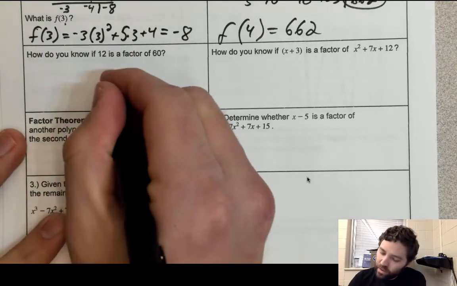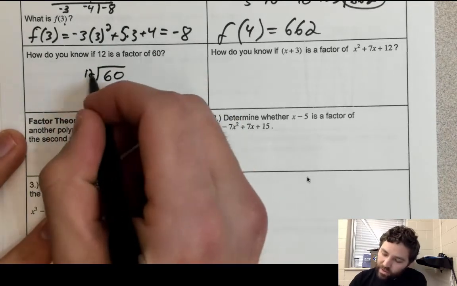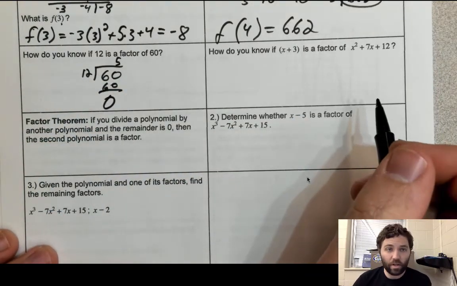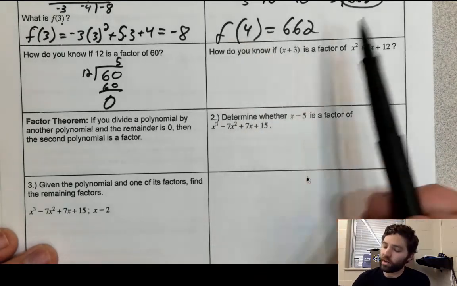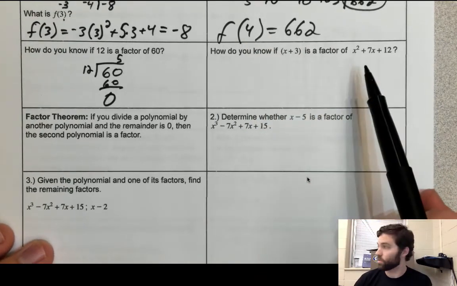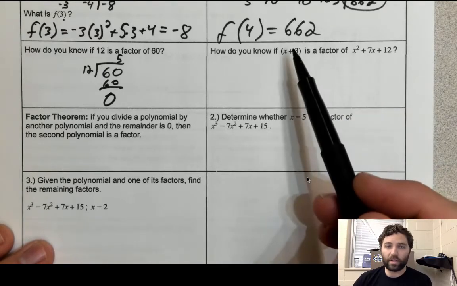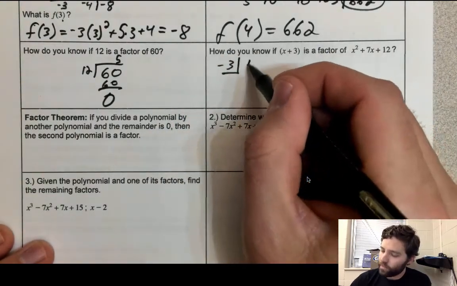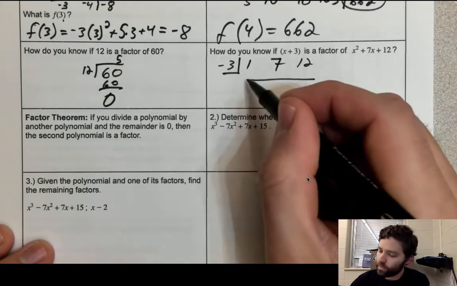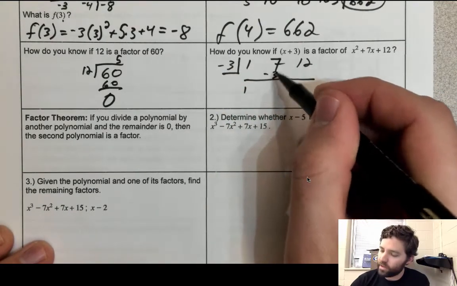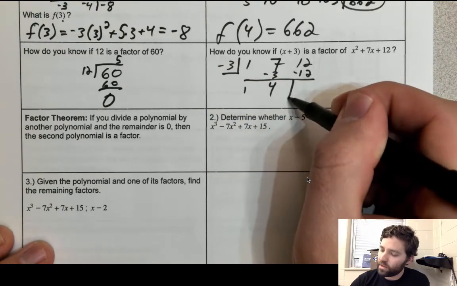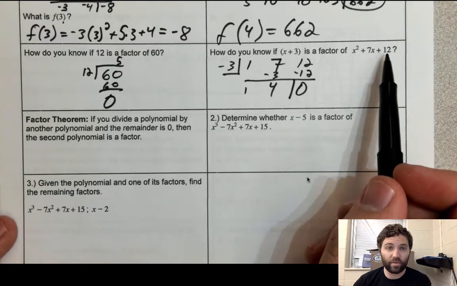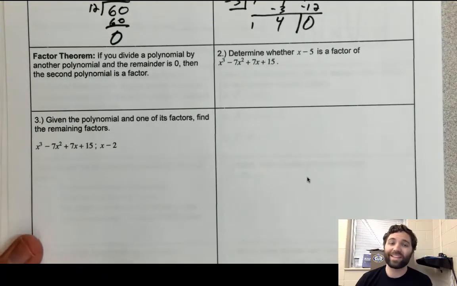Okay, so if you take 60 and you divide it by 12, 12 doesn't go into 6, it goes into 60 5 times, 5 times 12 is 60, and you get a remainder of 0. So that's how we know that 12 is a factor of 60. Over here, how do you know if x plus 3 is a factor of x squared plus 7x plus 12? Well, you divide it, and you see if you get a remainder of 0. Let's do that real quick. Negative 3 in the box. 1, 7, 12. Bring down the 1. Negative 3 times 1 is negative 3. 4. Negative 3 times 4 is negative 12. 0. Remainder of 0. Okay, so x plus 3 is a factor of x squared plus 7x plus 12 for the same reason that 12 is a factor of 60. That leads into the factor theorem.